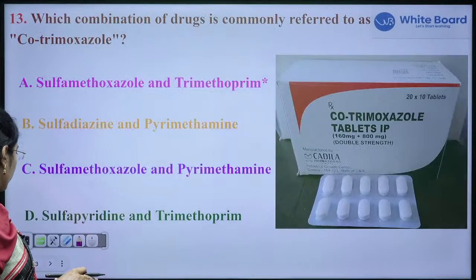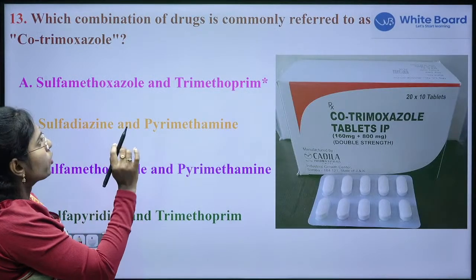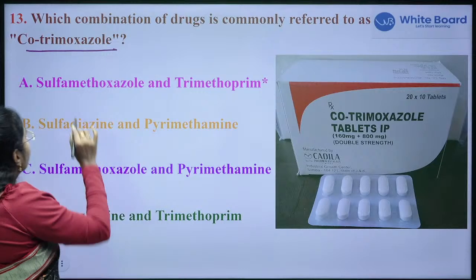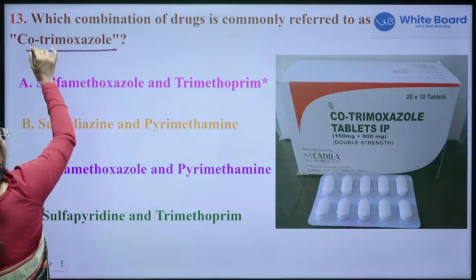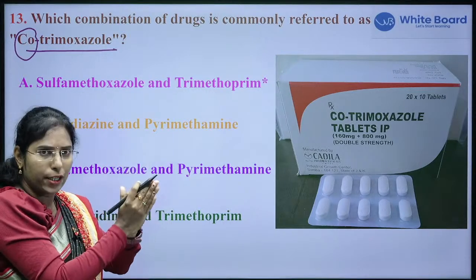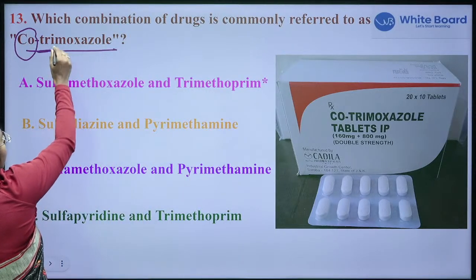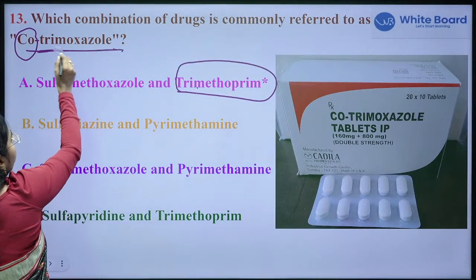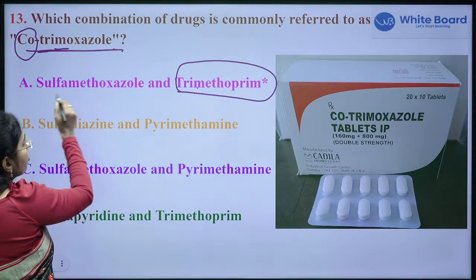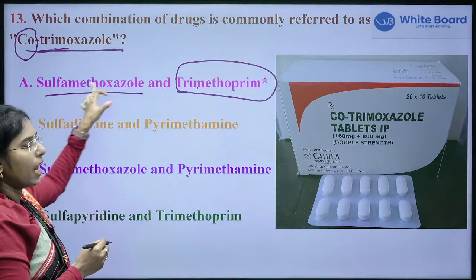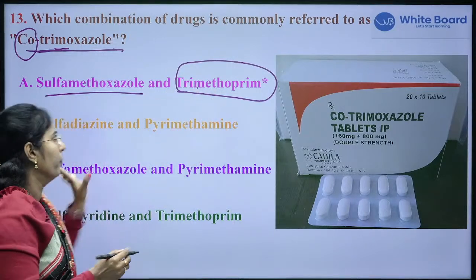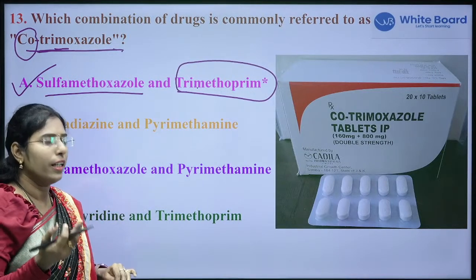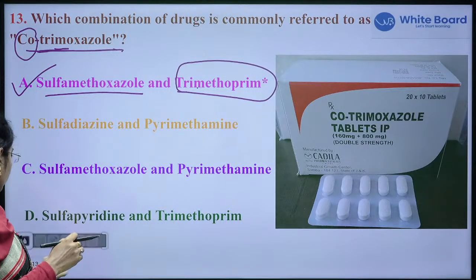So, coming to the next question. Which combination of the drugs is commonly referred to as Cotrimoxazole? Yes. So, in the name itself you can easily identify this one. What is meant by co? Nothing but combination of two drugs. Okay, so here trimethoprim, and moxazole is nothing but methoxazole, sulfamethoxazole. So, it is a combination of sulfamethoxazole and trimethoprim. So, correct option is this one. So, cotrimoxazole is used for treating various bacterial infections. So, coming to the next question.